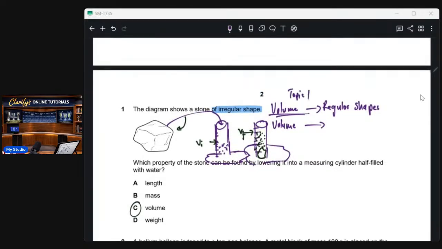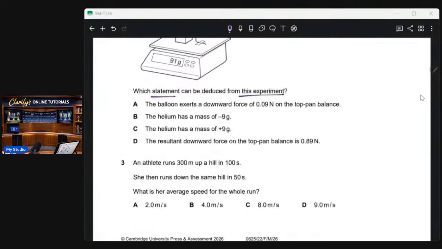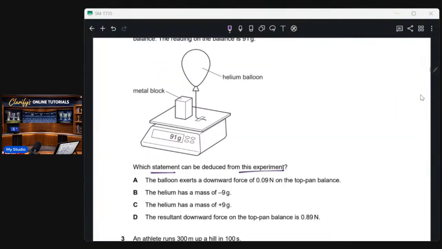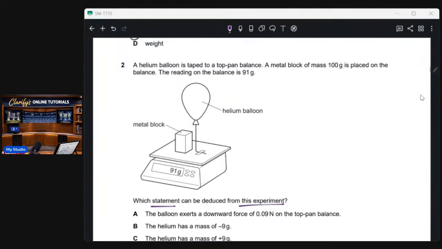All right, no problem. Now we go to number 2, which was saying, what statement can be deduced from this experiment? What experiment is this? Well, we have a balloon and we have a metal block. And they say the helium balloon is taped onto the balance. Okay, no problem. A metal block is placed on the balance. Okay. The reading on the balance is 91 grams.